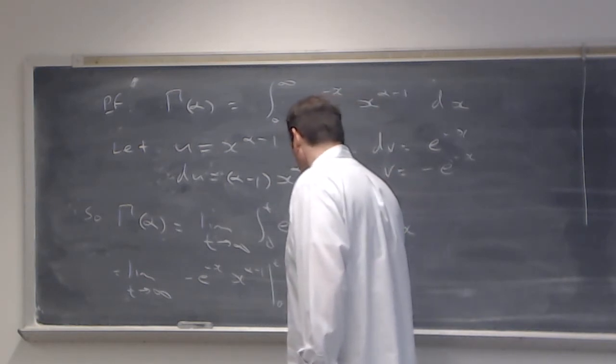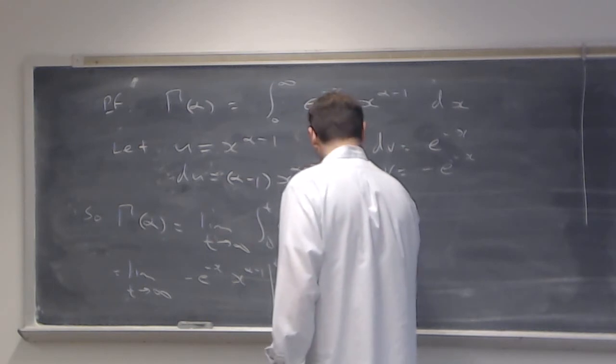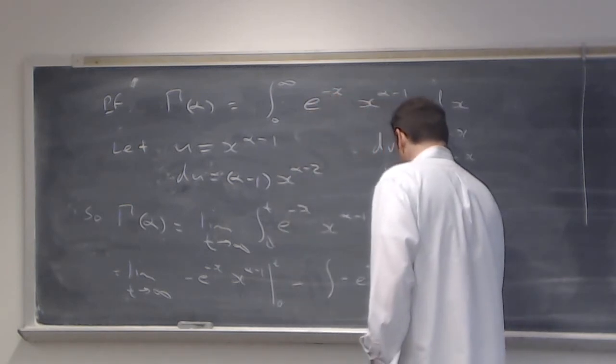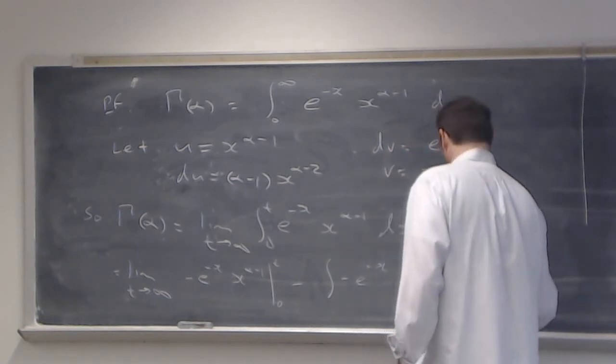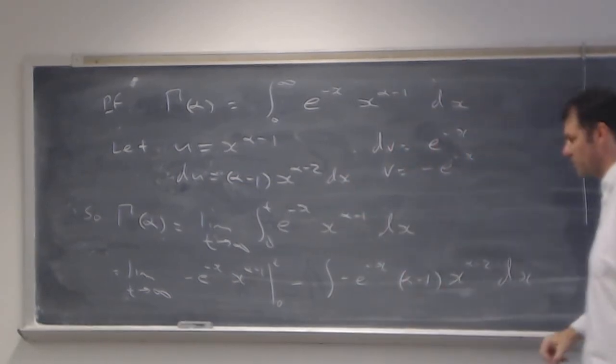and then we're going to have minus the integral of v, which is minus e to the minus x, du, which is alpha minus 1, x to the alpha minus 2 dx. That's where we should have dx. Okay, everything's fine. That's the way it works.